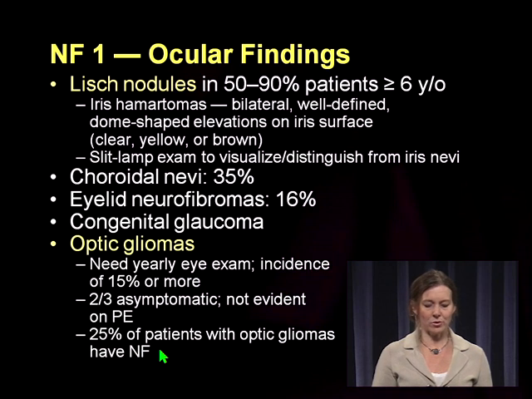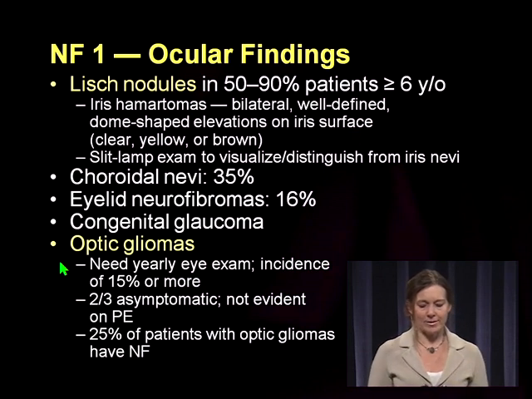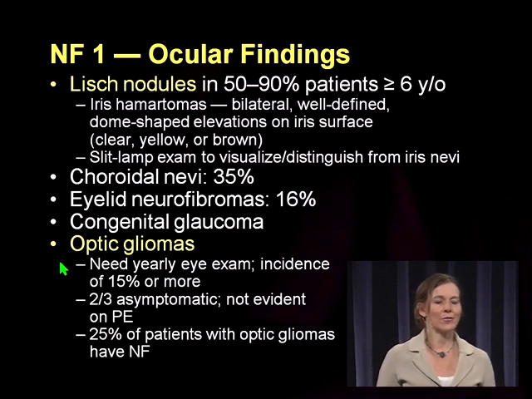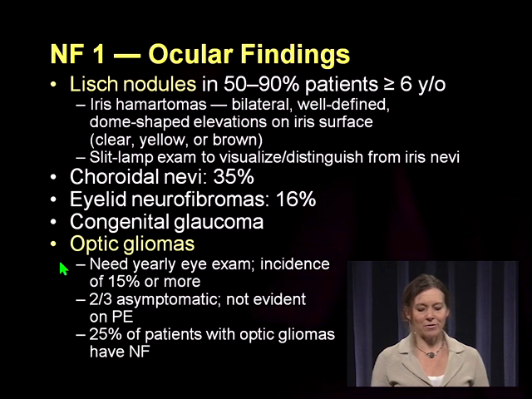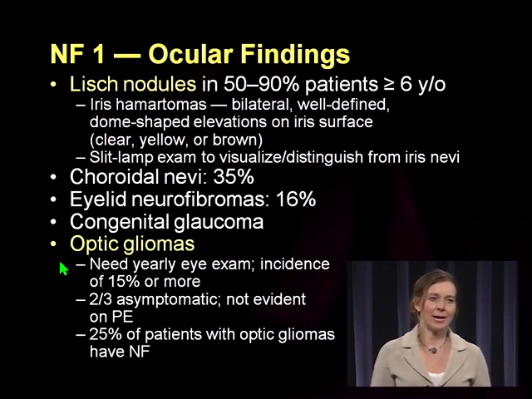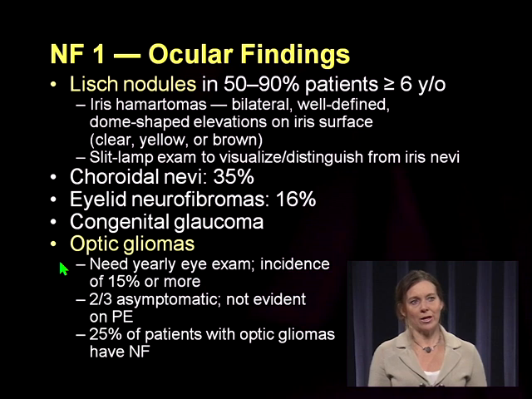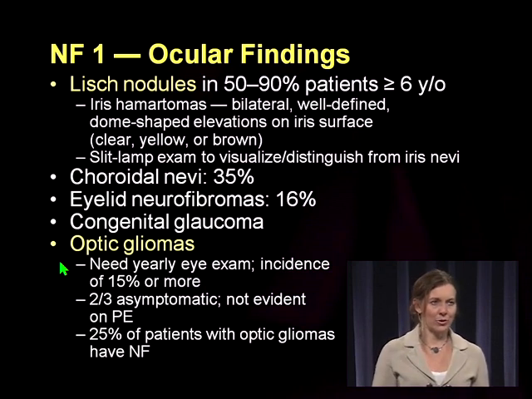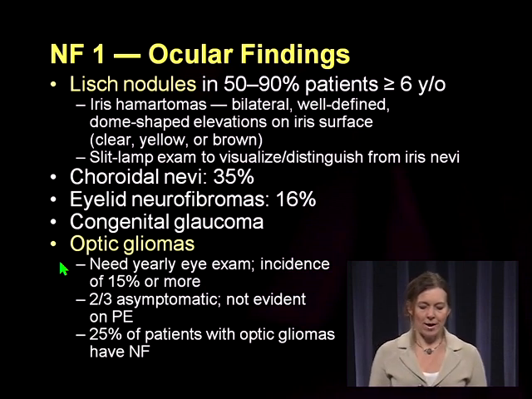Other eye findings include choroidal nevi, eyelid neurofibromas, congenital glaucoma, and then optic gliomas. And the incidence of optic gliomas in the setting of neurofibromatosis is about 15%. Many of these patients are asymptomatic. They're not always apparent on exam. Sometimes you need to do neuroimaging to see them, and that is a very controversial area, whether these patients all warrant neuroimaging to look for them or not.